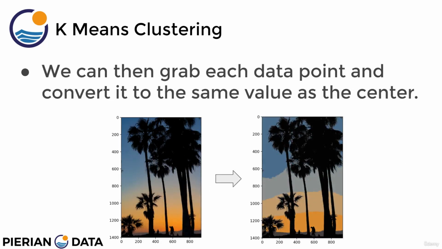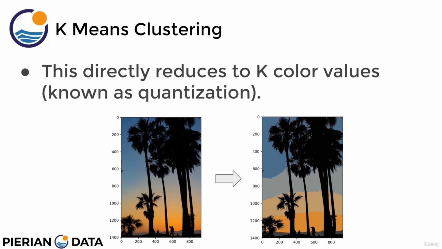So you can then grab each data point and convert it to the same value as the center of the cluster it belongs to. And this is known as color quantization, where we are reducing the color space from the original image down to k number of colors by reassigning each point to the cluster center RGB values. And this is how you actually perform color quantization, which directly reduces the color values to k.